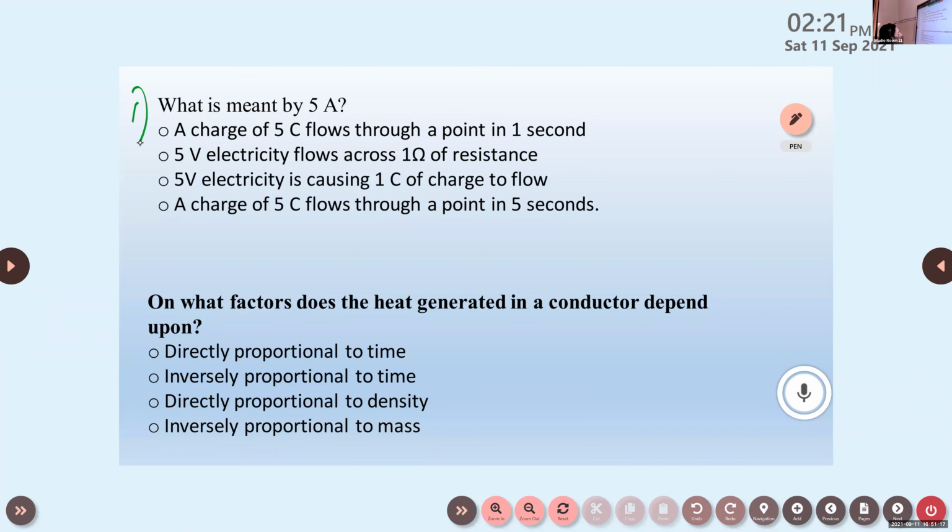What do you mean by 5 ampere? Question is not there, Eva, in the textbook. It's an external question. Try to go through the options. A charge of 5 coulomb flows through a point in 1 second. 5-volt electricity flows across 1 ohm of resistance. 5-volt electricity is causing 1 coulomb of charge to flow. A charge of 5 coulomb flows through a point in 5 seconds. What do you mean by 5 ampere?